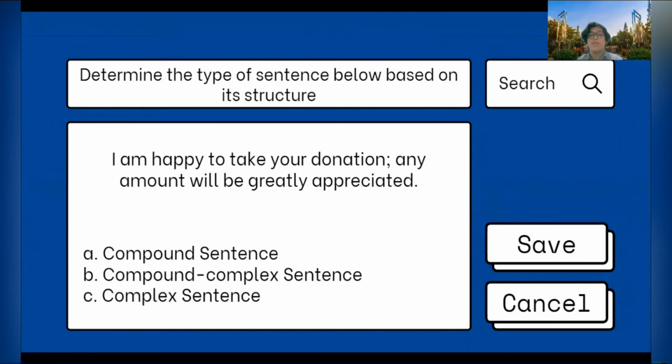Determine the type of sentence below based on its structure. The sentence is, I'm happy to take your donation; any amount will be greatly appreciated. Is it A, a compound sentence, or B, compound complex sentence, or C, complex sentence? So, guess it.